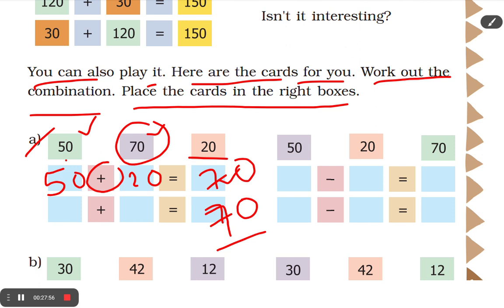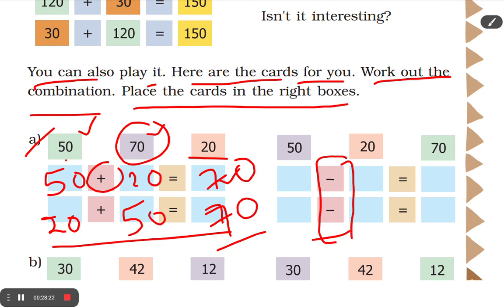Now rearrange this. So instead of 50 here, you can write 20 plus 50. 20 plus 50 is also 70. As simple as that. Is it clear for all of you, children? Yes. So do the remaining problems also in a similar way. Here you see the combinations using the plus sign. Here he has given another combination, that is minus, subtraction. So while doing subtraction, what will you get? You will always get a small number. Yes or no? That also we will see.